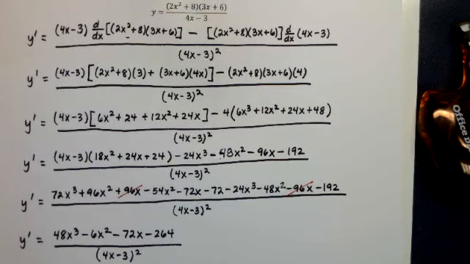So this problem is an example of where you have to use a combination of differentiation rules, mainly the product and the quotient rules. Okay, so that will conclude this video on section 3.4, dealing with the product and quotient rules.